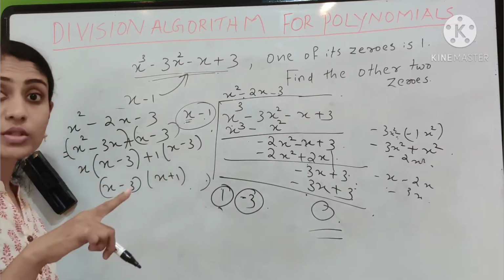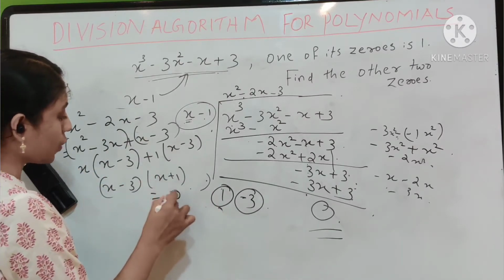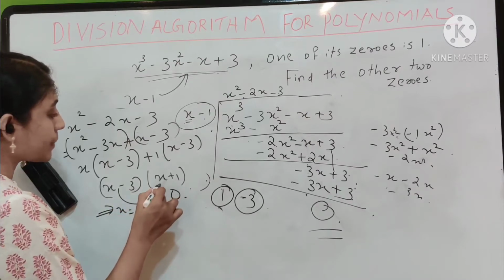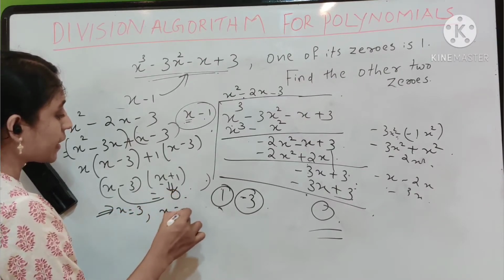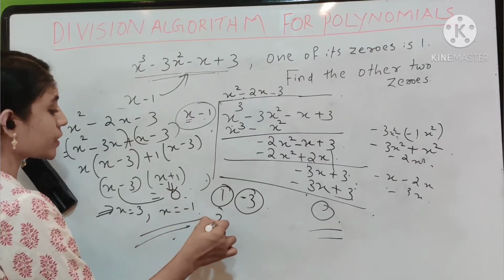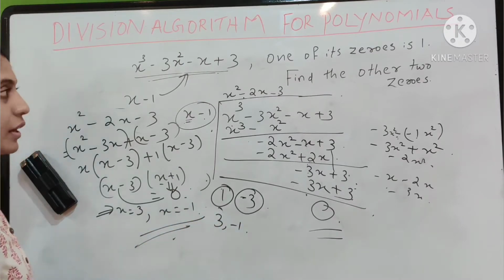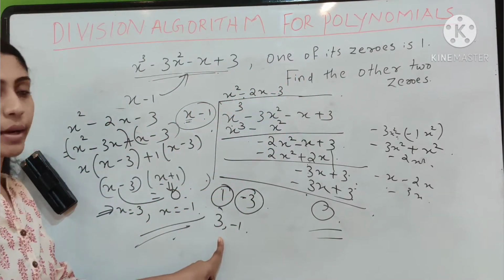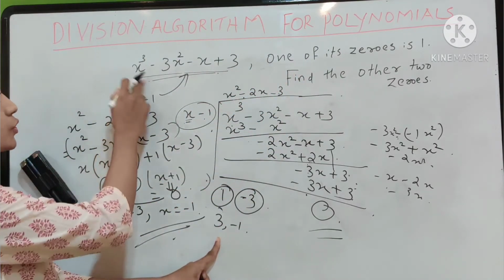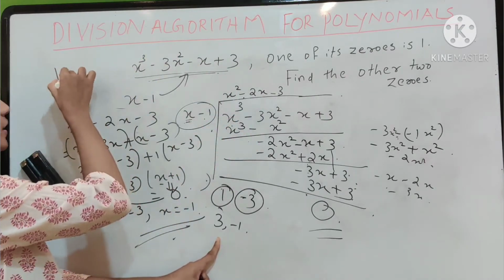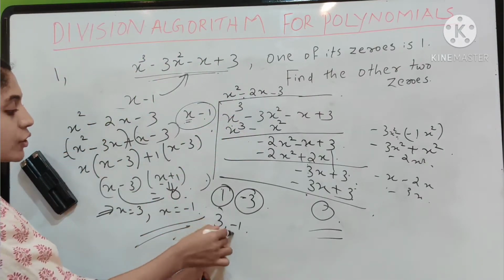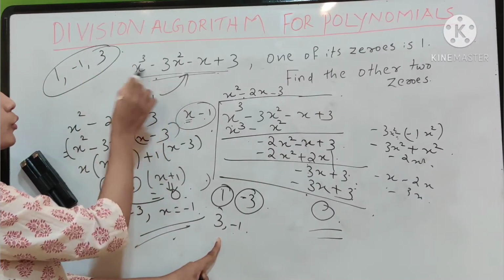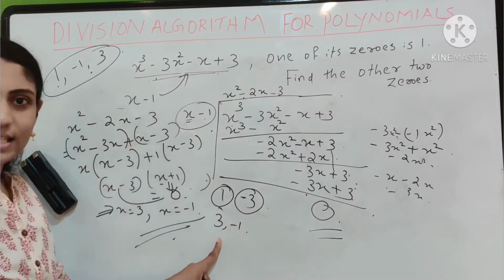So we have to find the two zeros, right? So equating it to 0. X minus 3 equal to 0 implies x is equal to plus 3, and x plus 1 is equal to 0 implies x is equal to minus 1. So the other two zeros are 3 and minus 1. So we got one of the zeros as 1 and the other two zeros as 3 and minus 1. So which are the zeros of this cubic polynomial? Already it is given that 1 is a zero and the other two zeros are minus 1 and 3. So the zeros of this cubic polynomial are 1, minus 1 and 3.